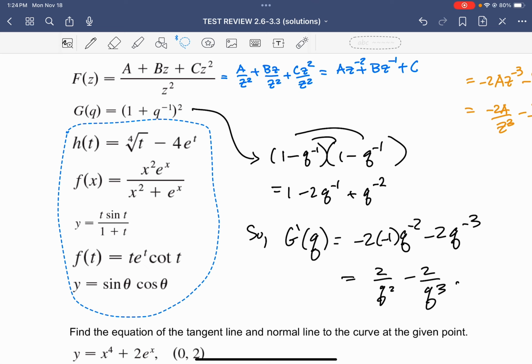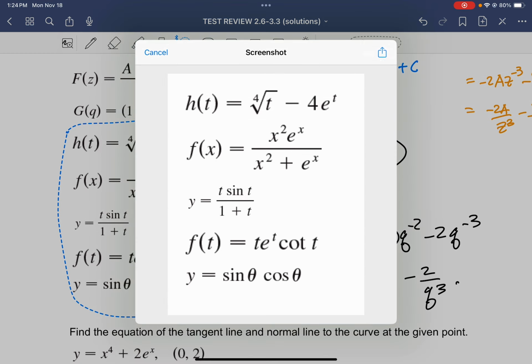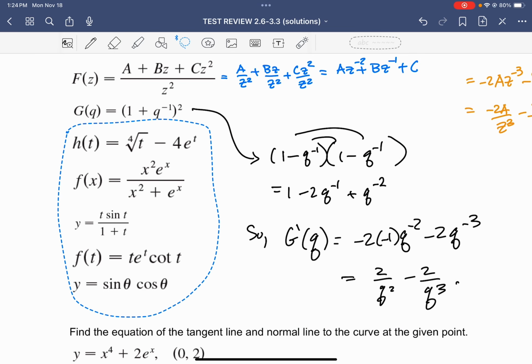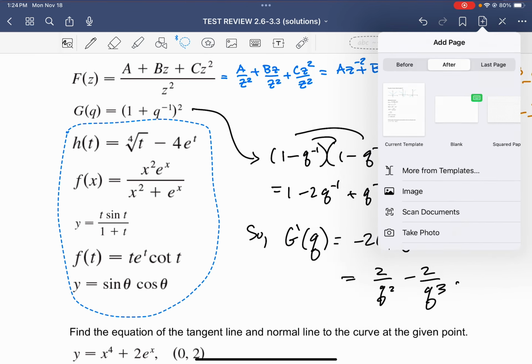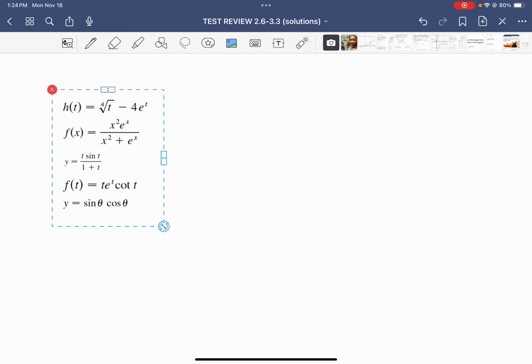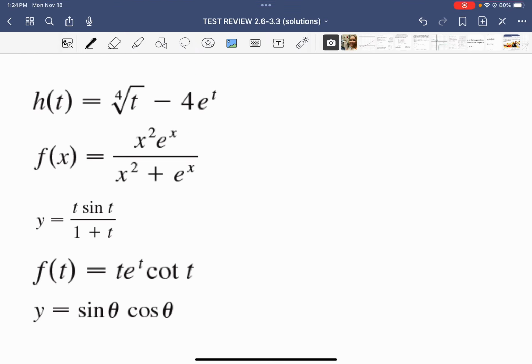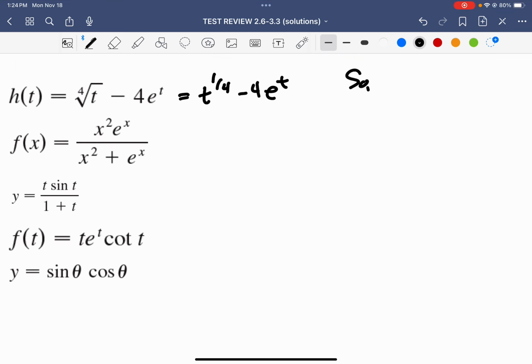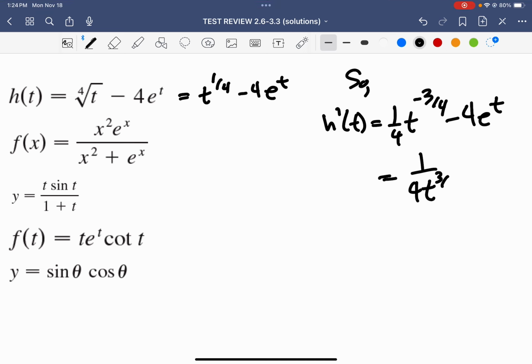Okay, so then I'm going to take all of this and take a screenshot. So copy. So let me add blank. And then I'm going to paste. Okay, so then for h, I'm going to change the form. And that's t to the 1/4 minus 4e to the t. So its derivative. So h prime is just going to be 1/4 t to the negative 3/4 minus 4e to the t. So that's 1 over 4t to the 3/4 minus 4e to the t.